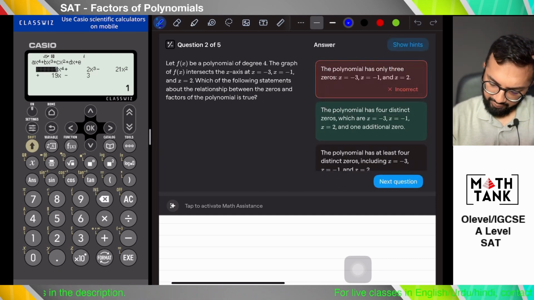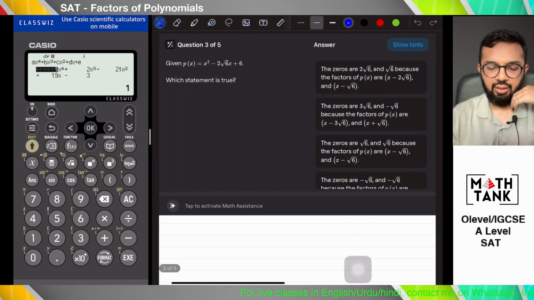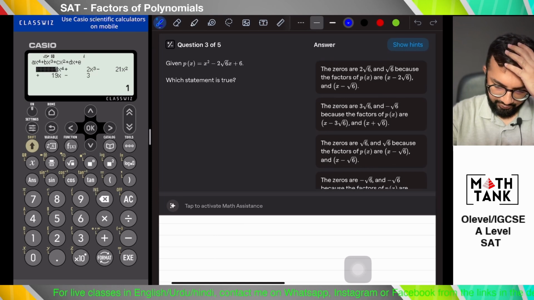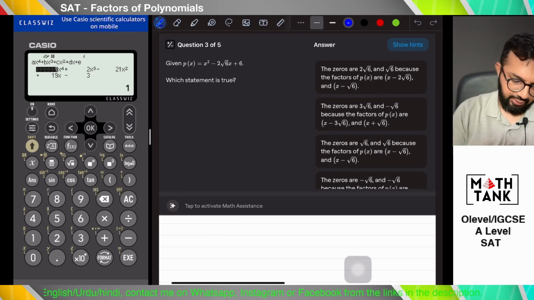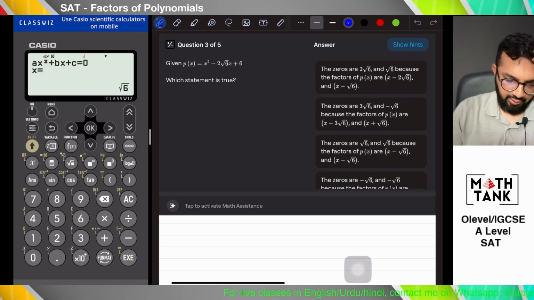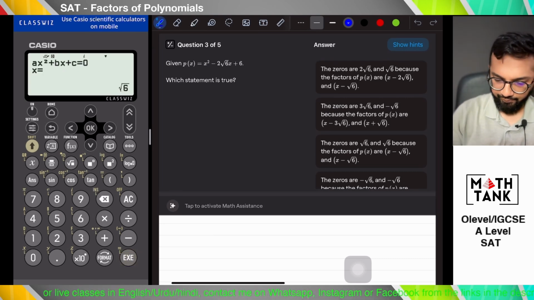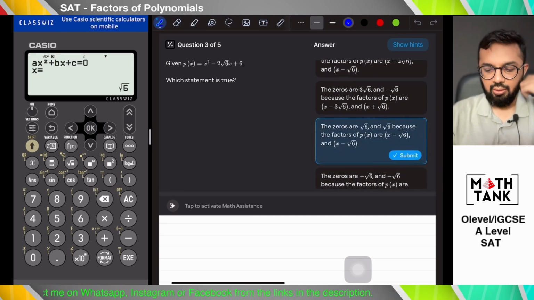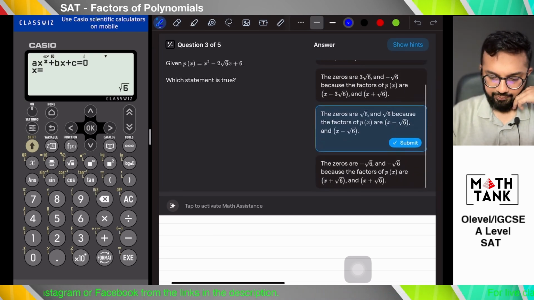Okay, not necessary. You could have a repeating factor, but since the question is unclear, that's the answer that I go with. Okay, which statement is true? The zeros are this and this. I can just do this on my calculator. I can do 1 minus 2 root 6 and 6. So x equals root 6 and it's just 1 0. Okay, that should be the correct answer, I think.